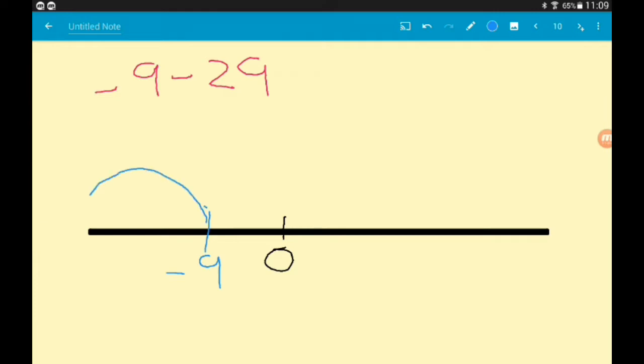So we're going to go 30 places to the left. Now that is going to take us down to minus 39. But we didn't want to go 30 places left. We only wanted to go 29 places left. So now we need to go 1 place back to the right. So that's going to take us to minus 38.